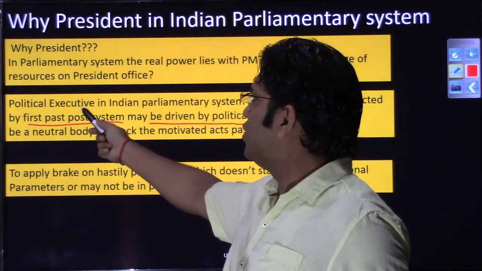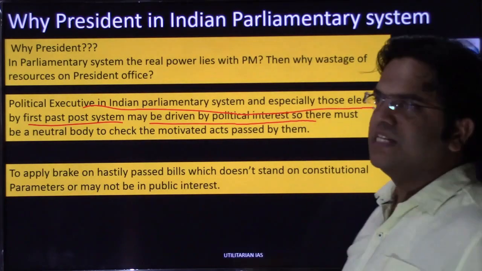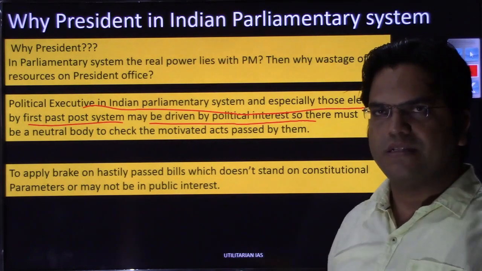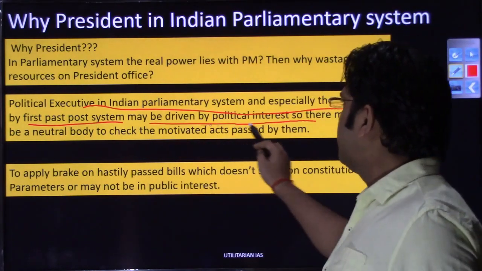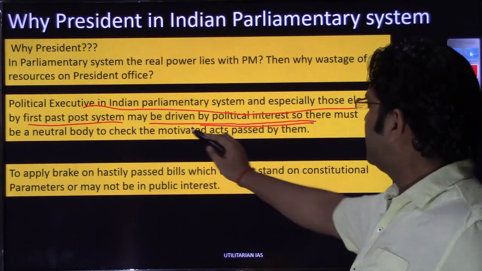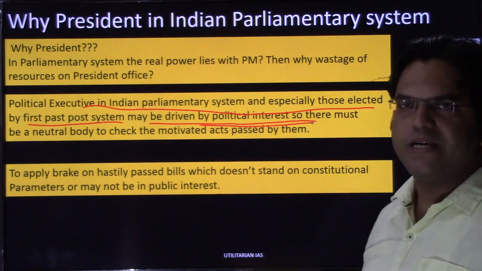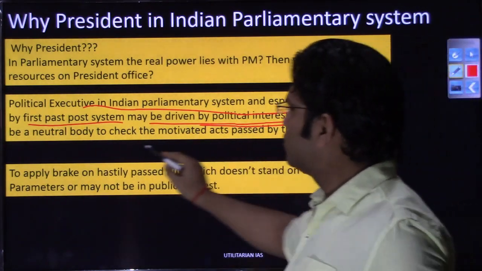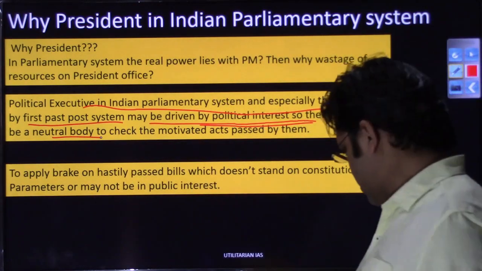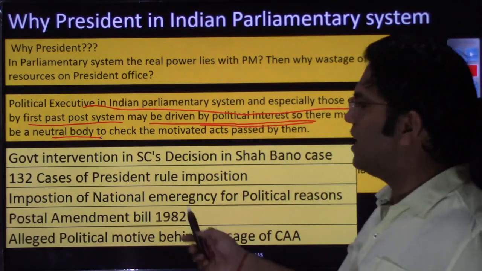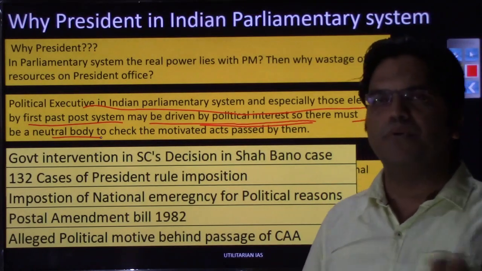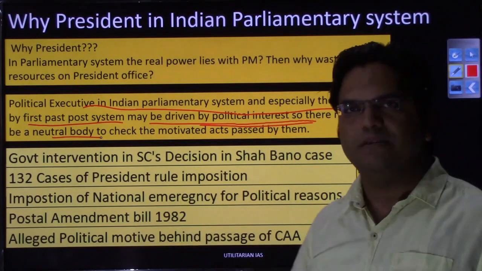So the message would be: the political executive in the Indian parliamentary system, especially those elected by the first past the post system, just by securing 27%, as in the example we just saw, may be driven by political interest, may be focused on a particular caste or religious group, and there must be a neutral body. If they are driven by some political interest, you will see that the kind of policies, schemes, or acts brought into assemblies or parliament will be shaped accordingly.